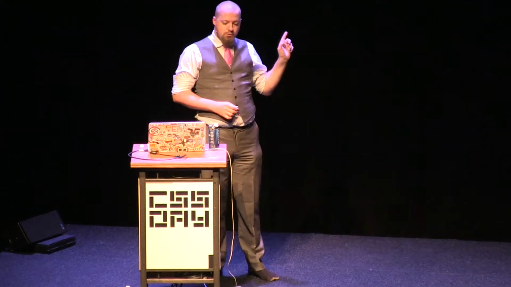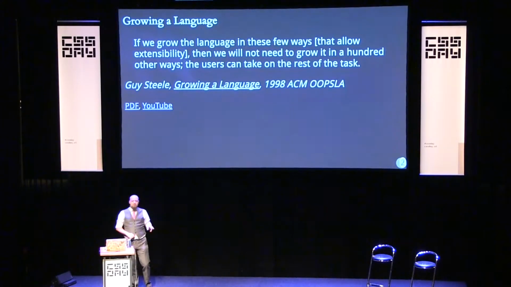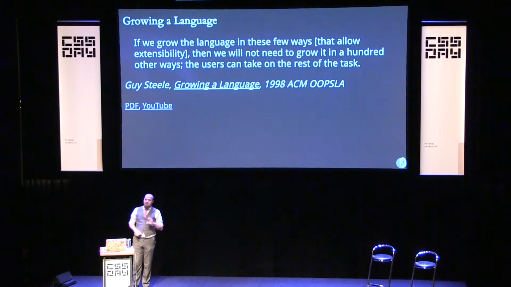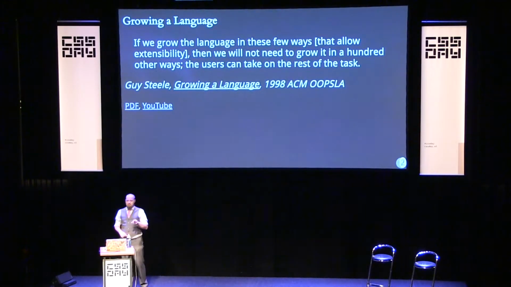The most important part of that talk that I got out of this was this quote: "If we grow the language in these few ways that allow extensibility, then we will not need to grow it in 100 other ways. The users can take on the rest of the task." Back in 1998, this was still a somewhat controversial statement. A lot of the languages that we started computer science with were difficult to extend. You had whatever was put into the language by the original designers, and that was about it. You were lucky at some point when we invented the ability to do arbitrary functions. But Guy was talking about something that today is a little bit more everywhere.